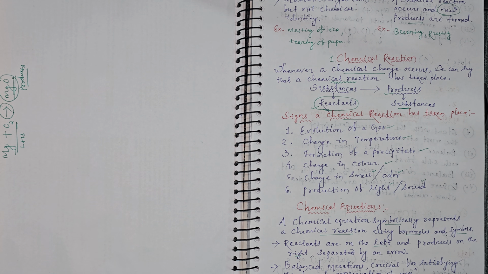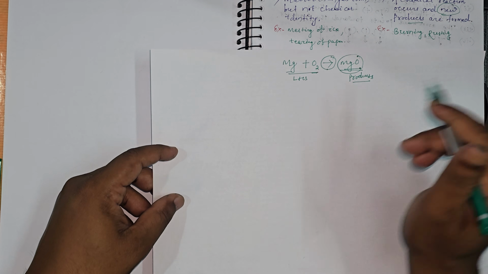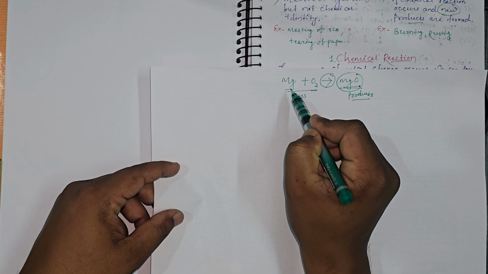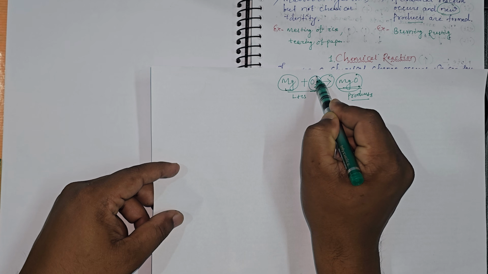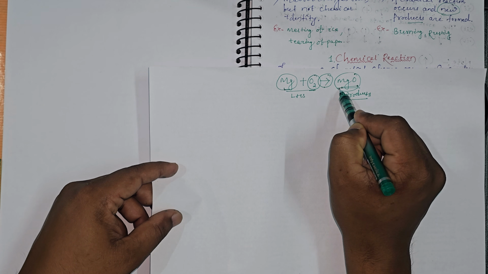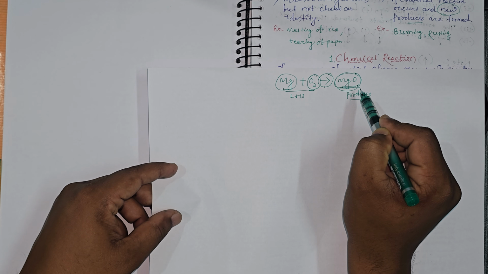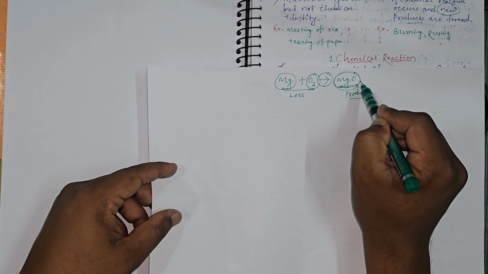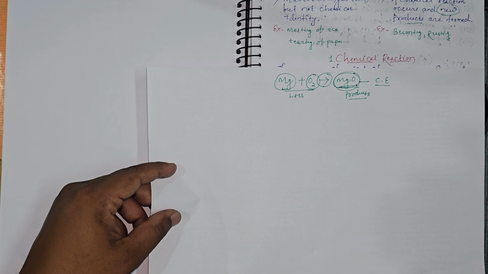So we are talking about chemical equations. A chemical equation is a symbolic representation of a chemical reaction using formulas and symbols. As I already mentioned, instead of magnesium, I can simply write Mg. Instead of oxygen, simply O2. Instead of magnesium oxide, simply MgO. This is the simplest way to write a chemical reaction, and that's why it is called a chemical equation. I hope this is clear.